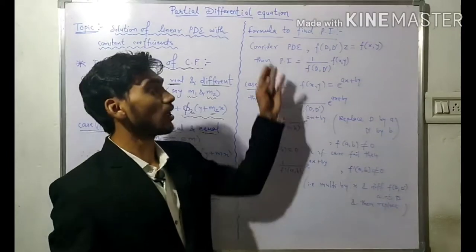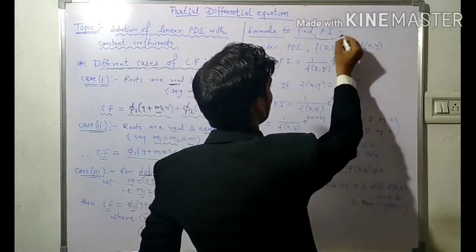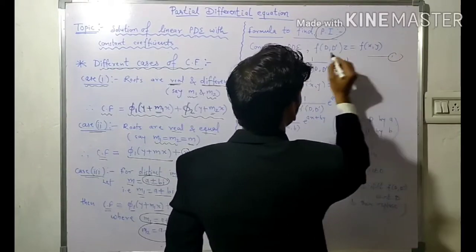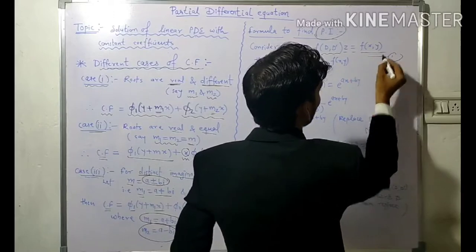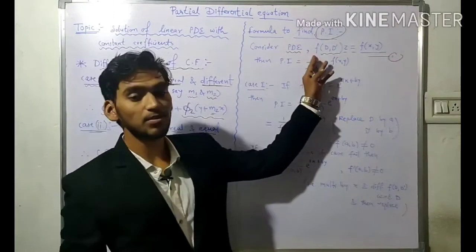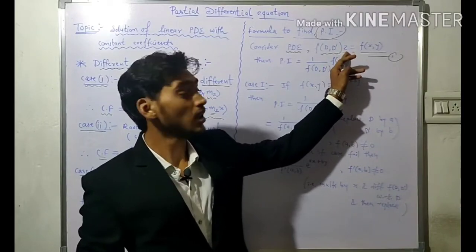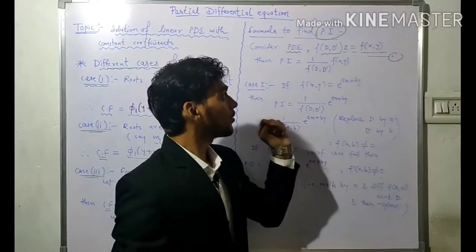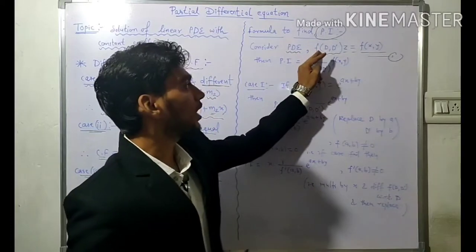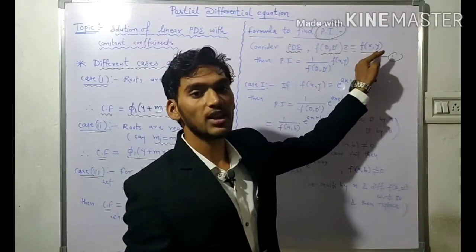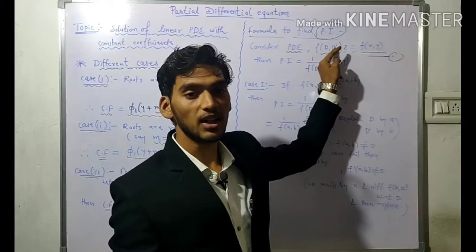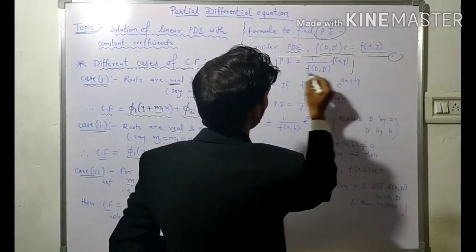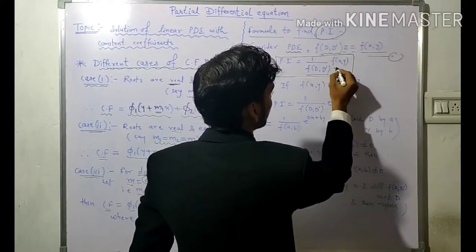Now let's see the formula to find the particular integral. Consider the partial differential equation of the type f of D, D dash, z equal to f of x comma y. So here in this partial differential equation, z is the dependent variable which depends on the independent variables x and y, and the equation is of the form f of D, D dash, z equal to f of x comma y, where D stands for del by del x, D dash stands for del by del y. Then PI has the formula 1 upon f of D, D dash into f of x comma y.